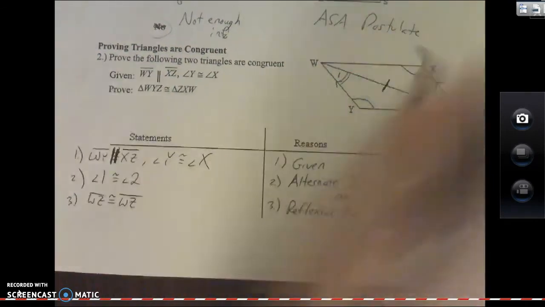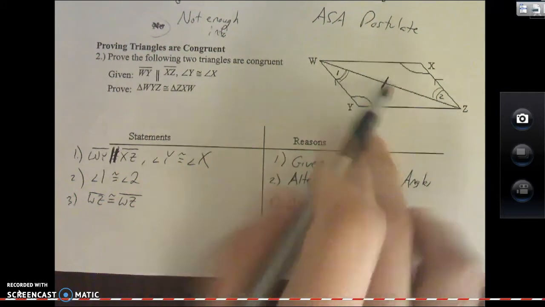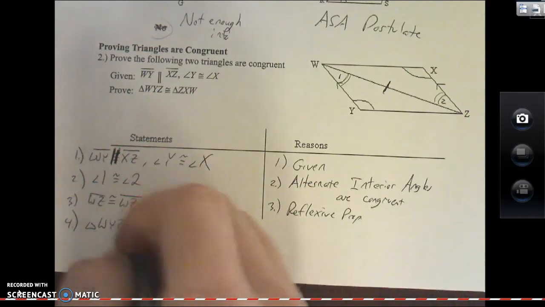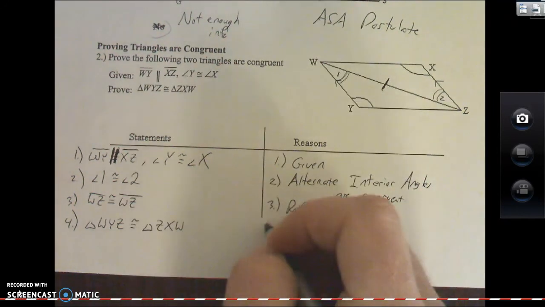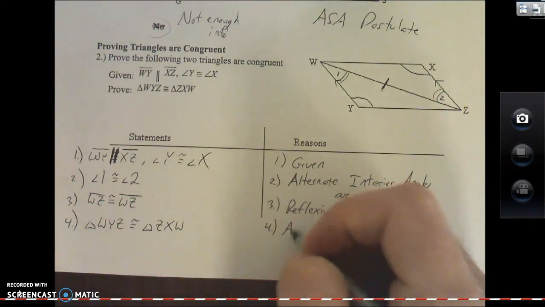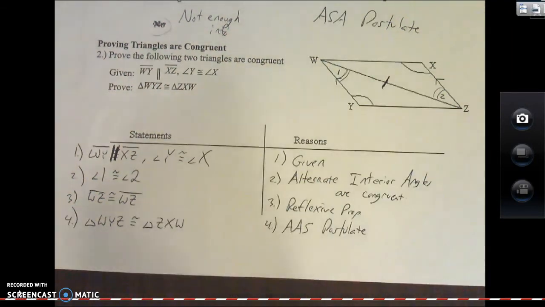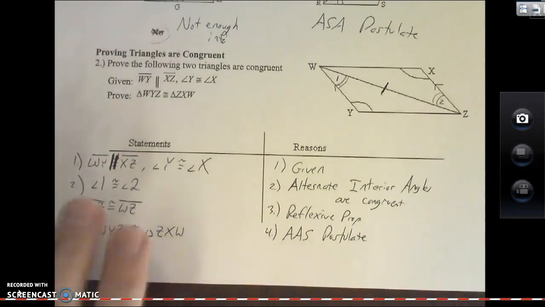So now if I look at my picture, I've got an angle, I've got an angle, I've got a side. I'm allowed to prove these triangles are congruent. WYZ is congruent to ZXW because of the AAS postulate. Okay? All right, so you're just trying to recognize that pattern and roll from there. Okay, very nice. On to the back.